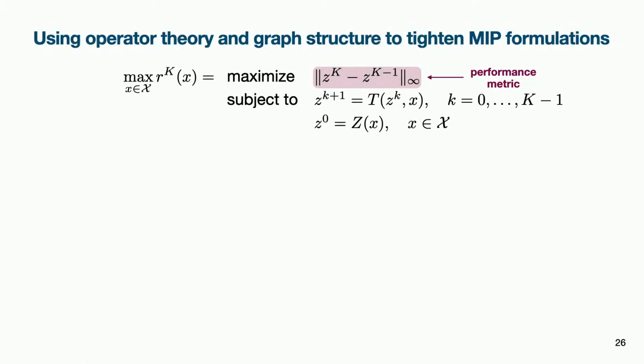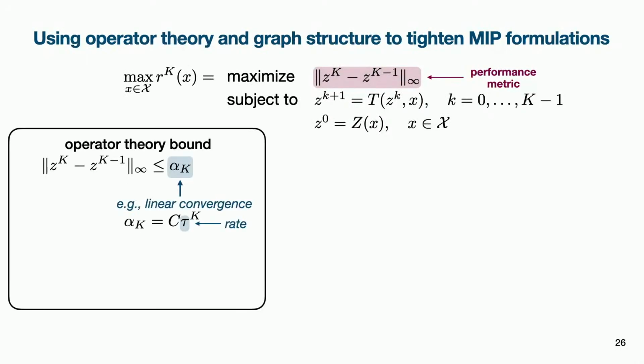But we could do the same with the distance to an optimal solution. So you know that if the algorithm that we're analyzing is, for example, linearly convergent, then operator theory tells us that we can upper bound this quantity by a constant alpha k, which decays geometrically as a constant c times a rate tau to the power of k. We know, because the method, for example, if the quadratic program is strongly convex, we have this type of properties for many algorithms.